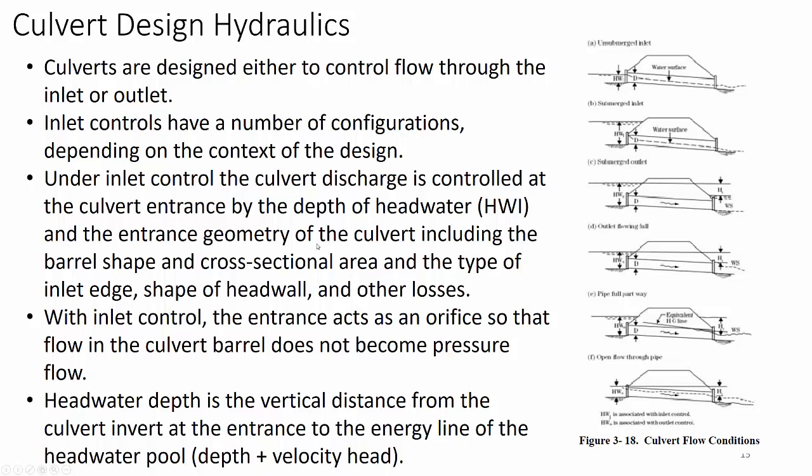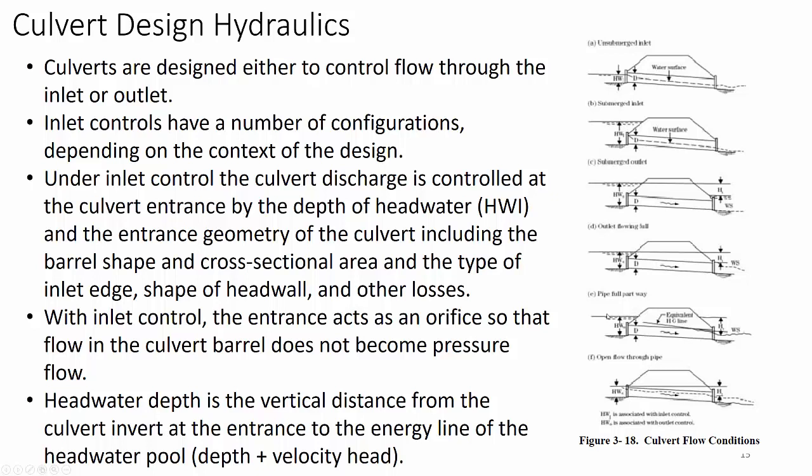Under inlet control, the culvert discharge is controlled at the culvert entrance by the depth of the headwater, HWi, and the entrance geometry of the culvert, including the barrel shape, cross-sectional area, type of inlet edge, shape of wall, and other losses that determine the flow rate. With inlet control, the entrance acts as an orifice so that flow in the culvert barrel does not become pressure flow. Headwater depth is the vertical distance from the culvert invert, that's the bottom of the culvert, at the entrance to the energy line of the headwater pool. That's depth plus velocity head.